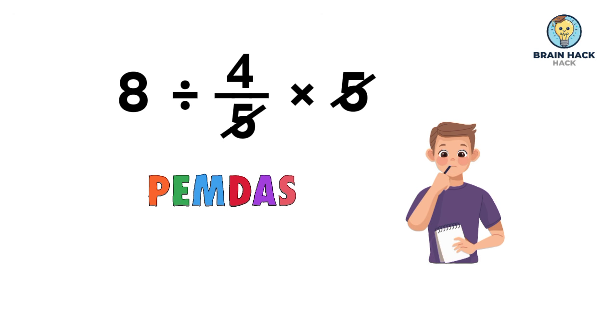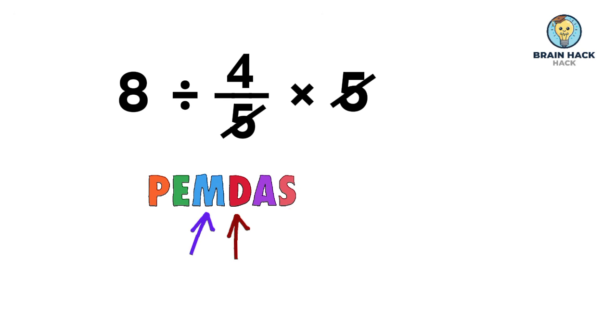Here's how it works. 1. First, solve anything inside parentheses. 2. Next, calculate exponents. 3. After that, perform multiplication and division. 4. Finally, do addition and subtraction.